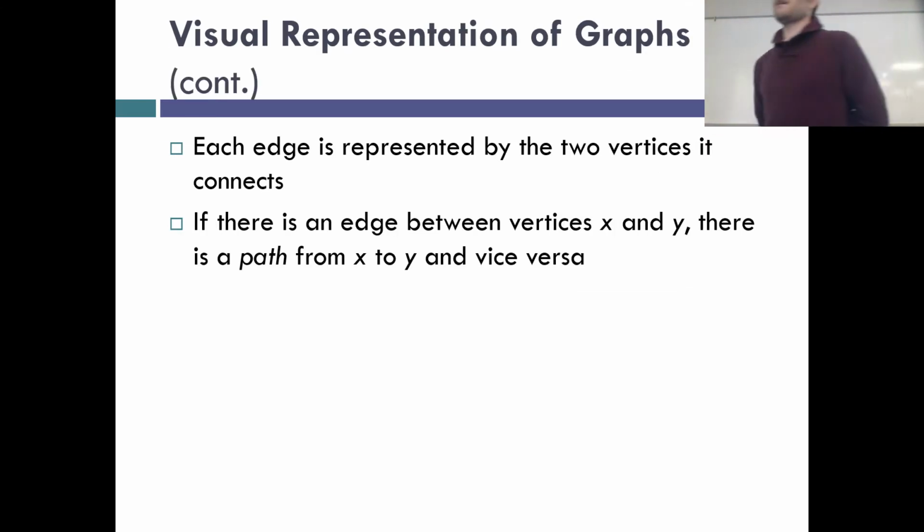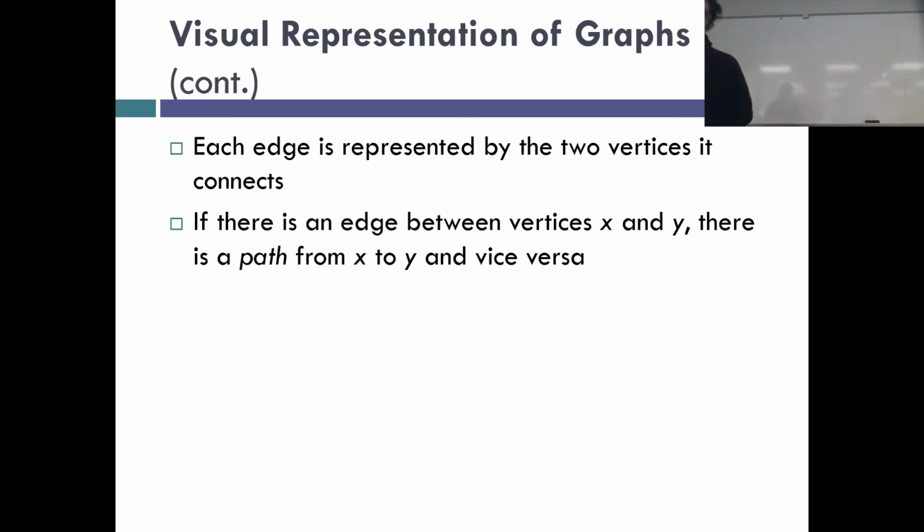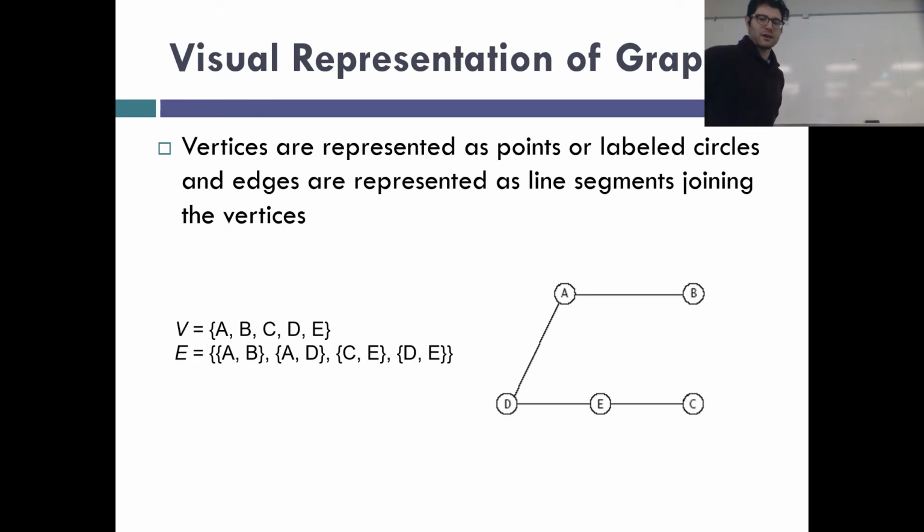Each edge needs vertices to exist. In other words, each edge is defined by the two vertices it connects. And if an edge exists between vertices x and y, we say there's a path from x to y, and a path from y to x. There's also a path from B to C, right? You can go from B to A to D to E to C, right? So if you can basically walk along the graph to them, there's a path.